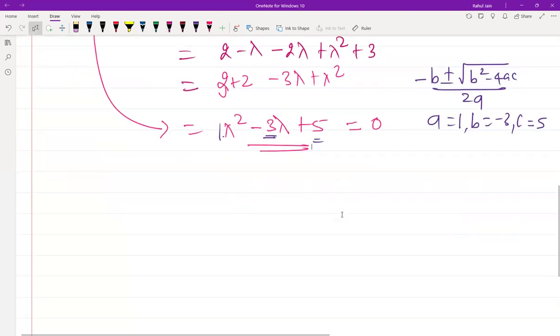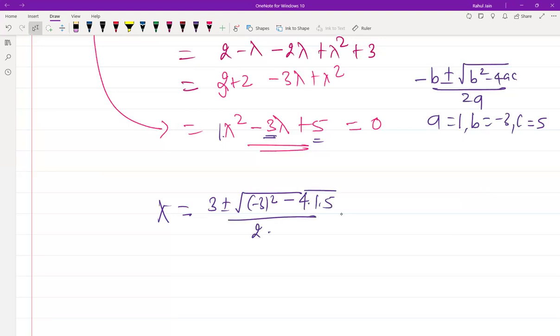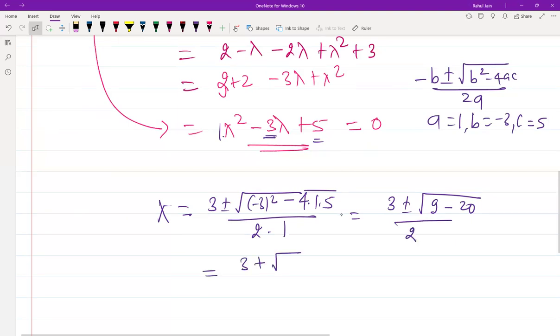Now just substitute the values in this equation. So you will get lambda equal to 3 plus minus the square root of minus 3 whole square, since b is minus 3, minus 4 into a into c, divided by 2 into a, that is 2 into 1. So it will be 3 plus minus the square root of 9 minus 20, divided by 2. I get 3 plus the square root of minus 11, divided by 2, and one more solution is 3 minus the square root of minus 11, divided by 2.